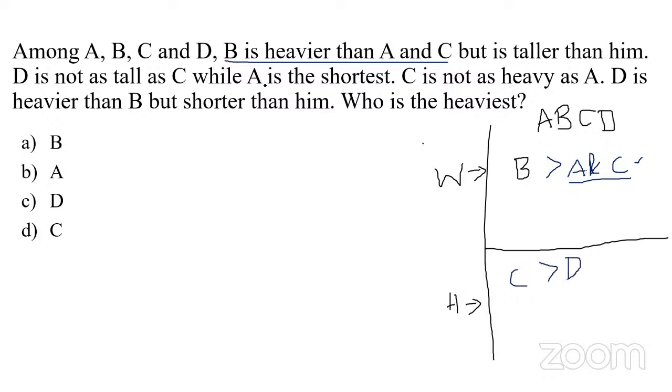Next, what is being given? A is the shortest. Yes, A is the shortest. When comparing to this, A is the shortest, right? Yes, ma'am. Then what is being given?